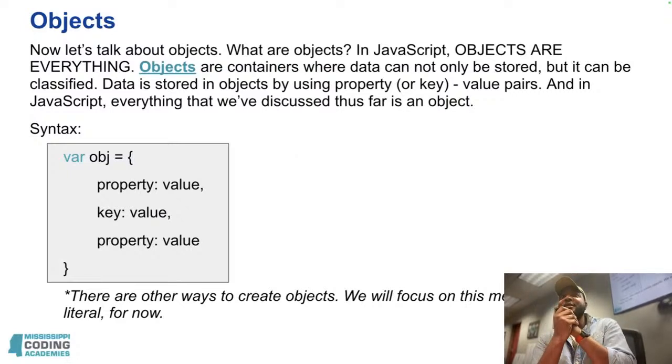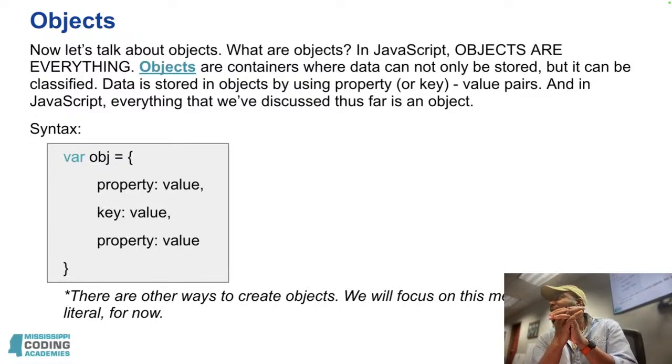Let's talk about objects. What are objects? Well, in JavaScript, objects are everything. Objects are everything, and everything is an object. Objects are containers where data can not only be stored, but it can be classified. Data is stored in objects by using property or key value pairs. And in JavaScript, everything that we've discussed thus far is an object.